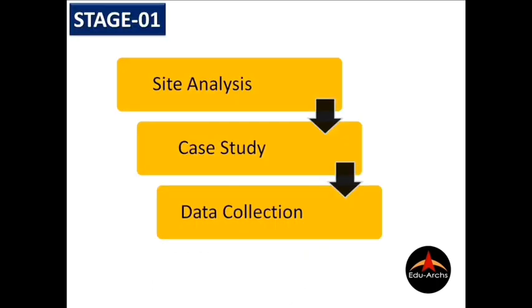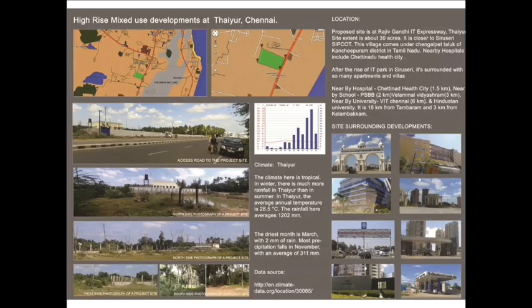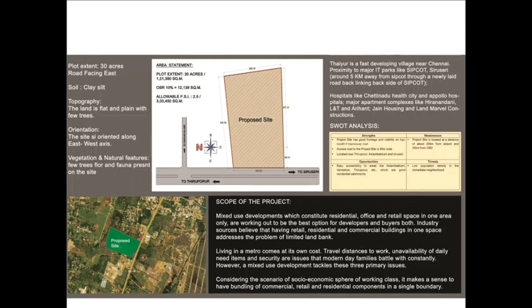In stage 1, we have site analysis, case study and data collection. In site analysis, the location of the site, surrounding development and land use details help to frame the requirements of the site. Climatic details such as temperature, precipitation and wind direction help to decide the orientation of the building as well as the size of openings. Topography and vegetation analysis helps to retain existing trees in a site.